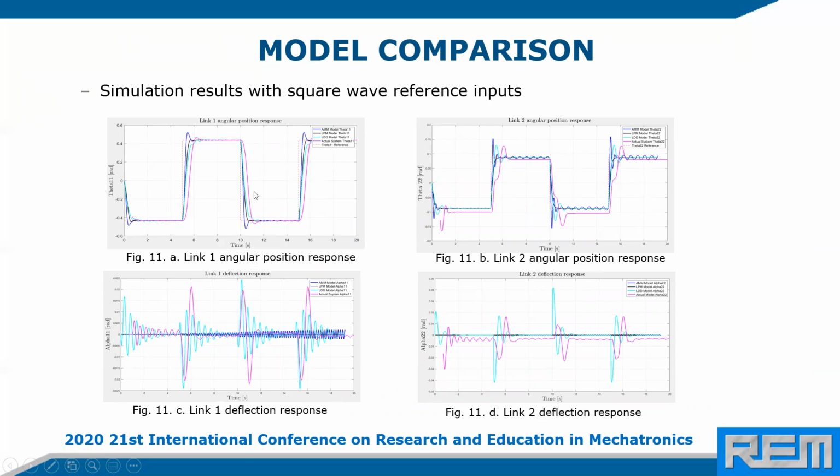When we look at the angular position response, the models gave a close result with the physical system. Looking at the link 2 angular position response, LDDM is giving a good response compared to the other models. And for the deflection response, the LDDM model was able to capture the deflection occurring in the system, while the AMM and LPM models are showing very small or not very visible deflection.